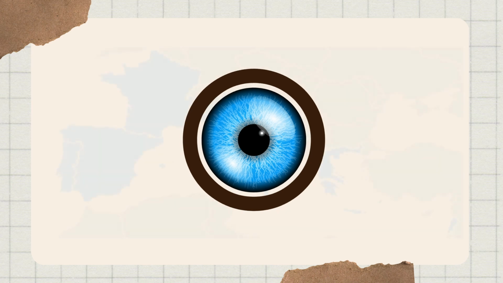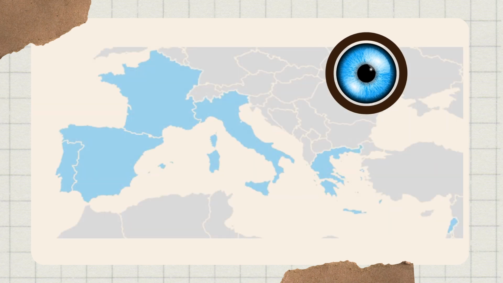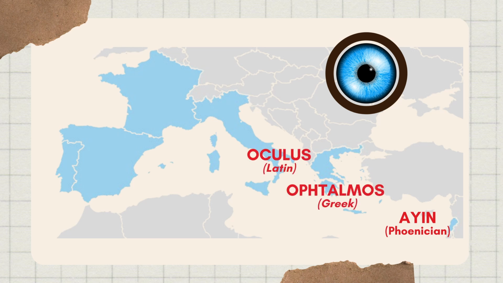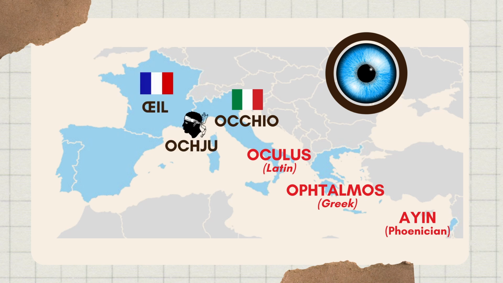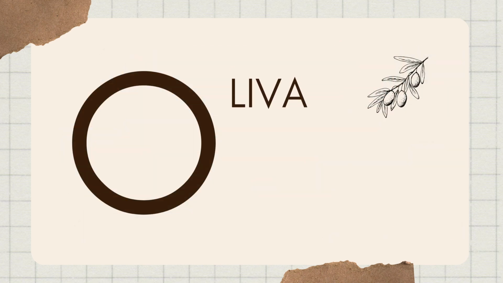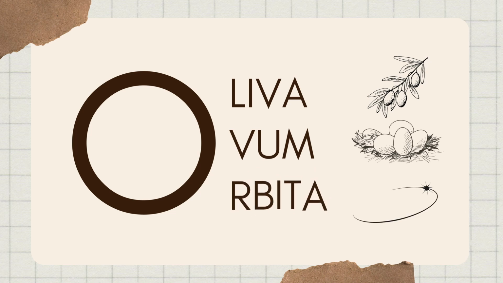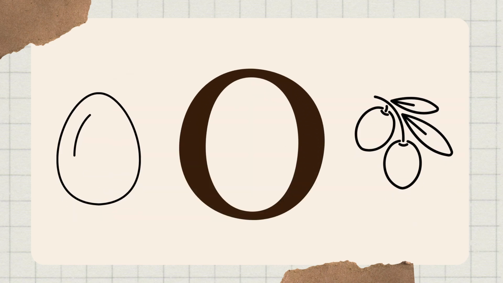This pictographic value has been carried through many languages over time, from ayin in Phoenician to ophthalmos in Greek and then to oculus in Latin. It evolved into occhio in Italian, occhiu in Corsican, œil in French, ojo in Spanish, and olho in Portuguese. Returning to Latin, we also notice that other words starting with the letter O share its shape, such as oliva, olive, ovum, egg, or orbita, orbit. These words could also explain why the O gradually adopted the more elongated, oval shape we know today.